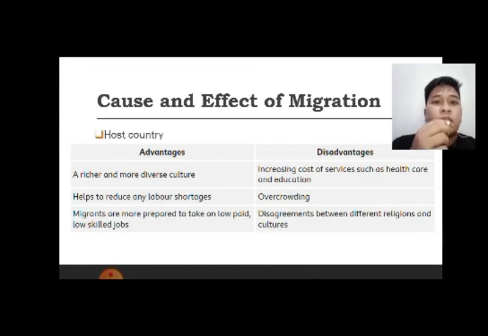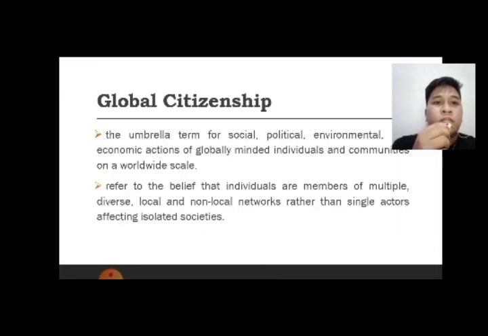For the host country, the advantage is a richer and more diverse culture, which helps to reduce labor shortages. Migrants are more prepared to take on low-paid, low-skilled jobs. The disadvantages are the increasing cost of services such as healthcare and education, overcrowding, and disagreement between different religions and cultures.